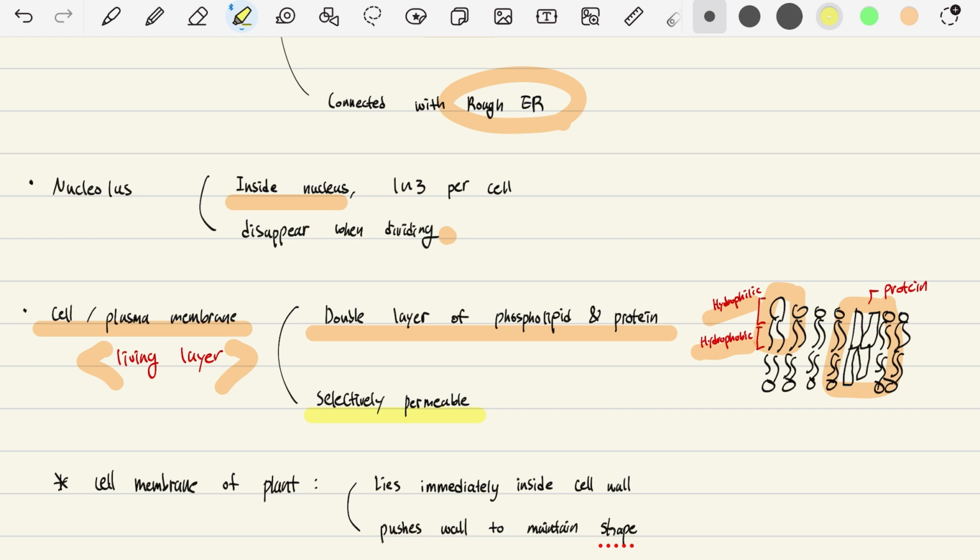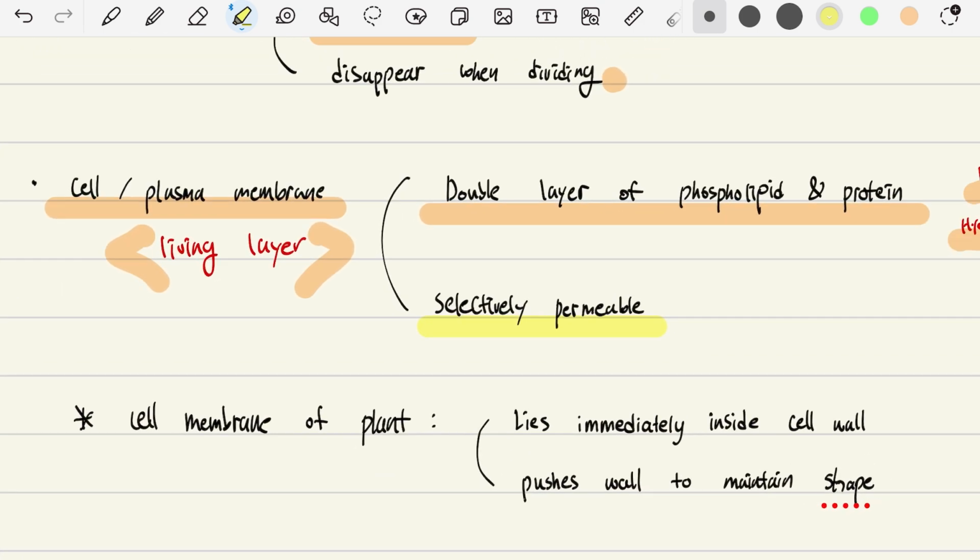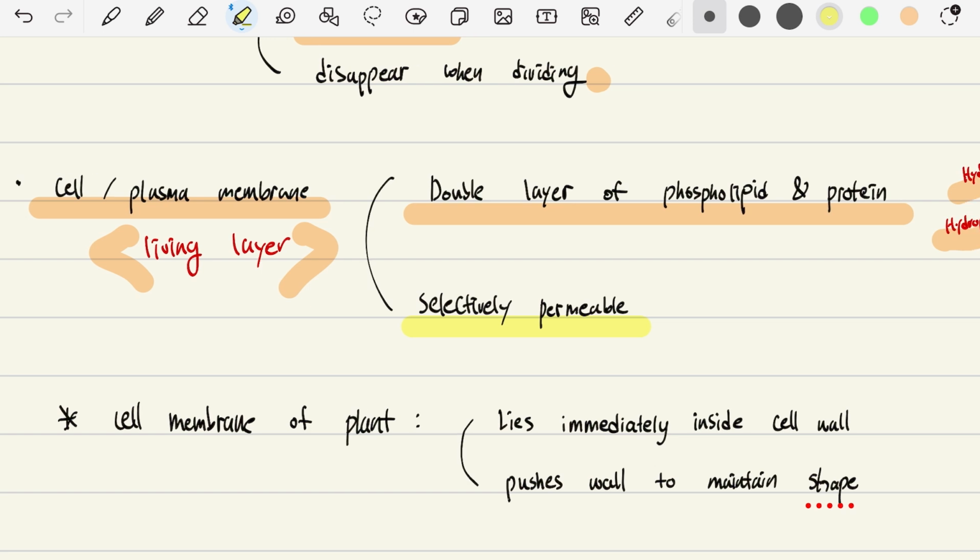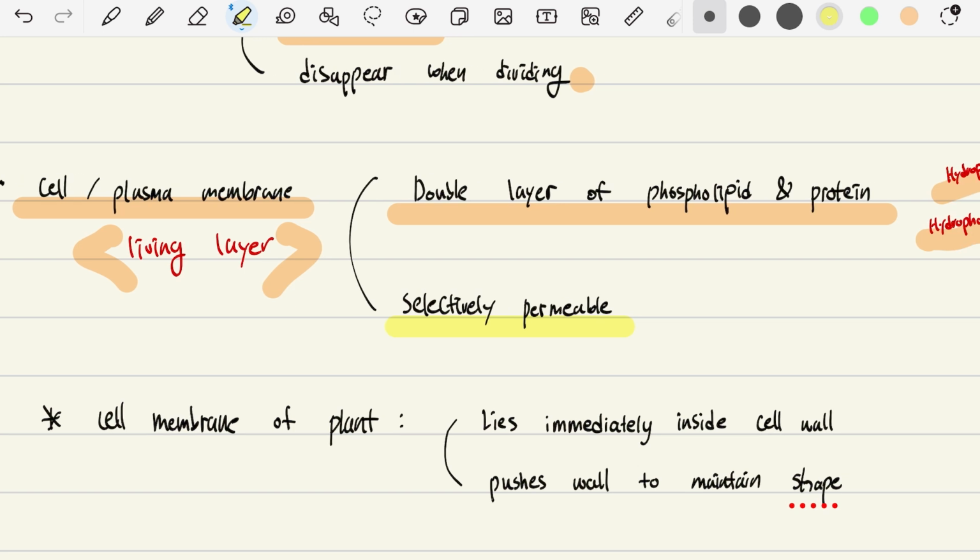So right now, you don't need to know really deeply about it, but you should know that they are selectively permeable, and we're going to talk deeply about it later in this unit. And there's something special about the cell membrane of plants. The cell membrane of plants lies immediately inside the cell wall, and as you know, cell walls only exist in plants, and they don't exist in animals. So yeah, that's a big difference.